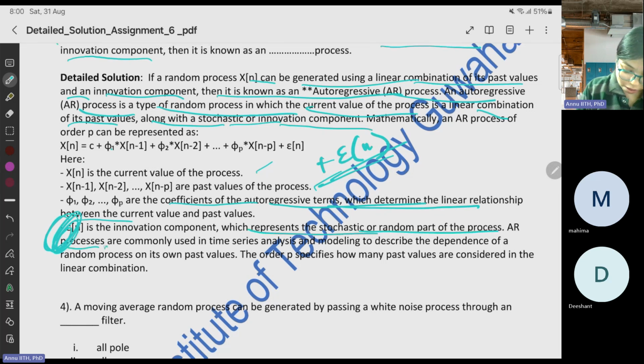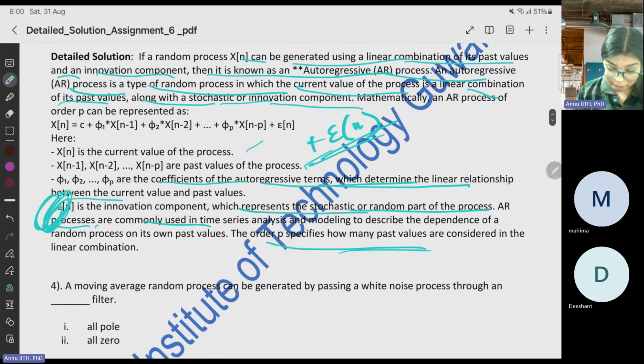AR processes, autoregressive processes, are commonly used in time series analysis and modeling to describe the dependence of a random process on its own past values. So the order p specifies how many past values you have to consider.